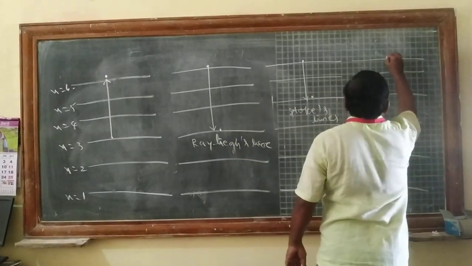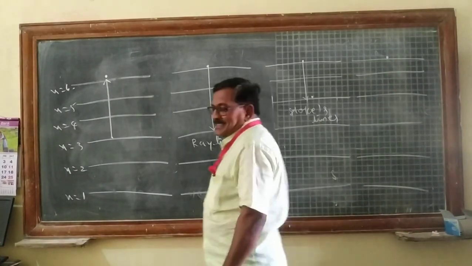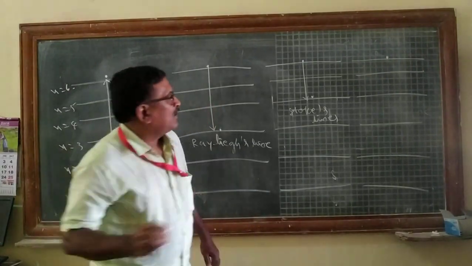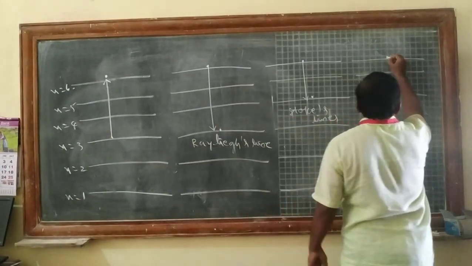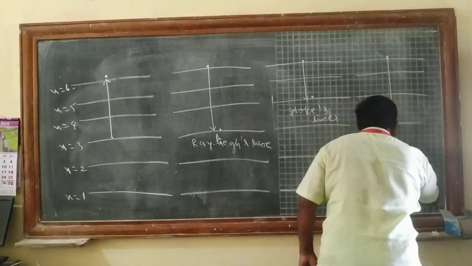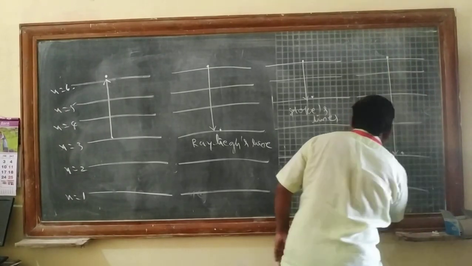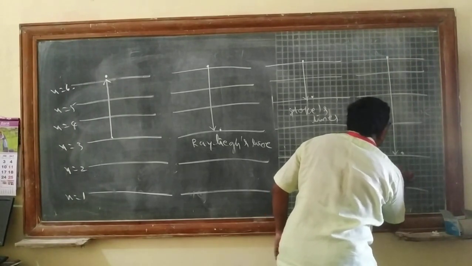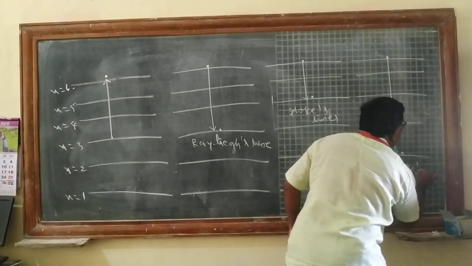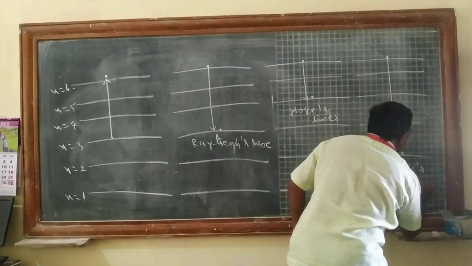And if the electron is present at the 6 energy level, it will immediately jump back to the second energy level. So this is called the anti-Stokes lines.